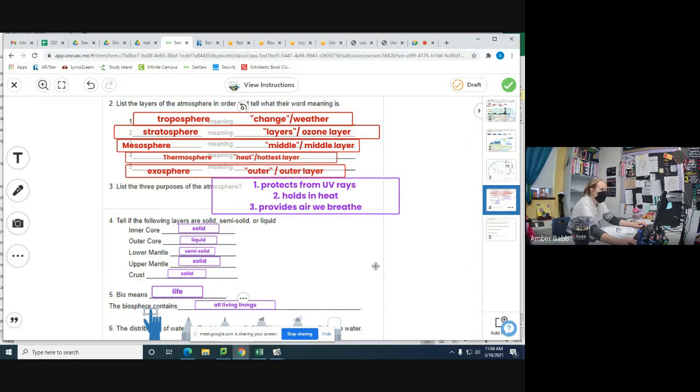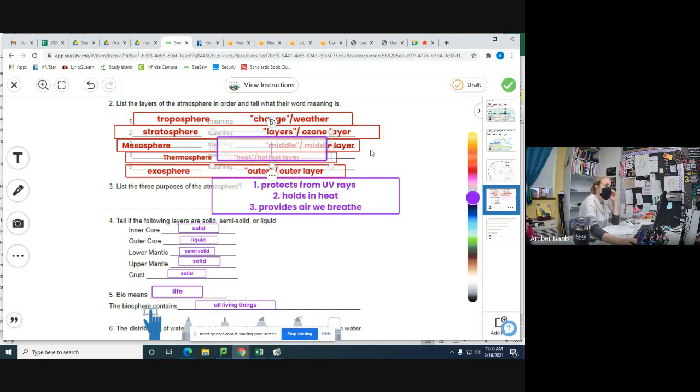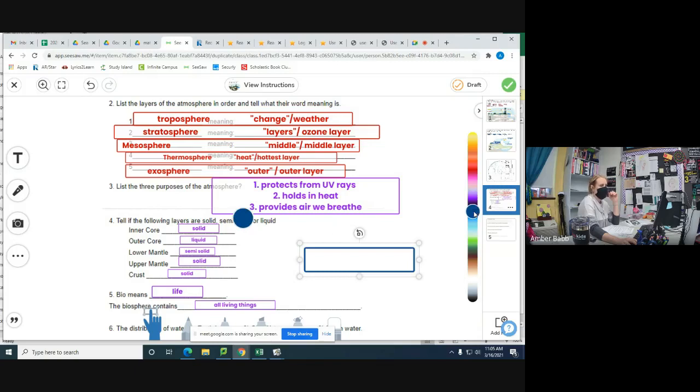It says the distribution of water on Earth is something percent salt water and something percent fresh water. What percent is salt? 97 percent salt, and 3 percent of that is fresh, frozen.